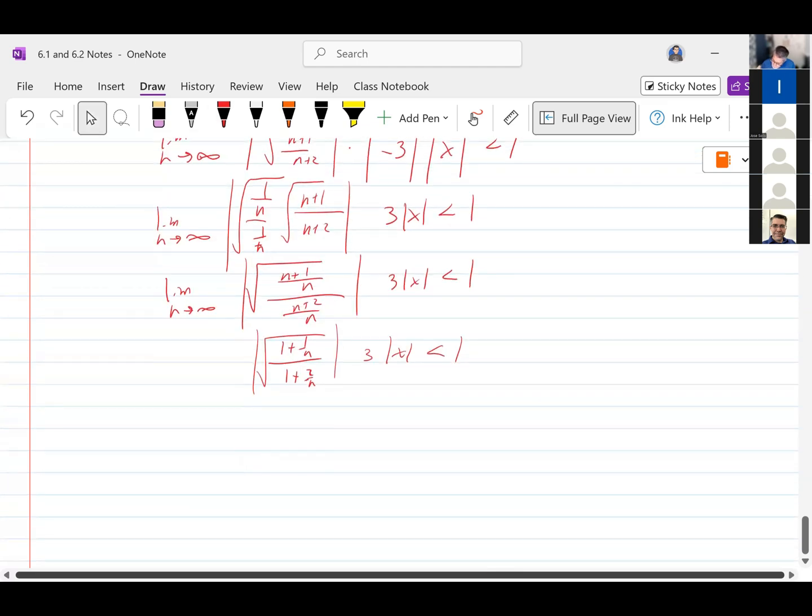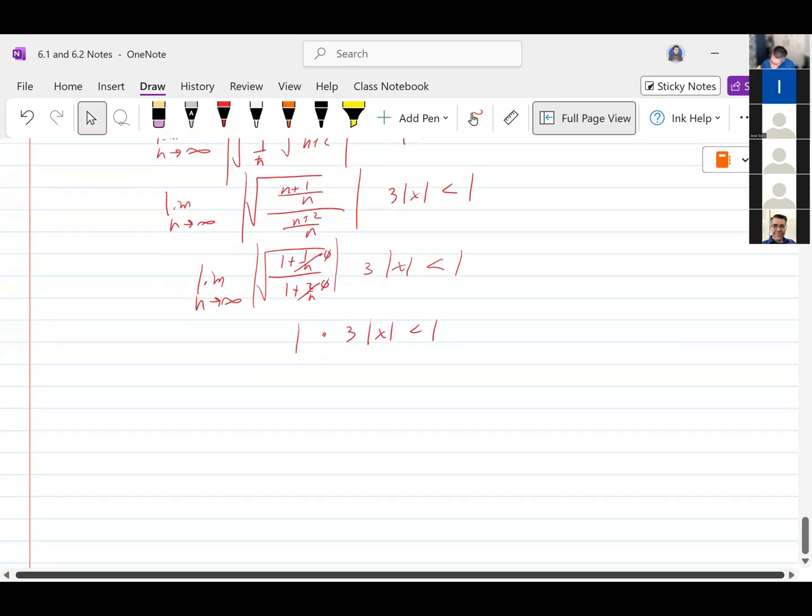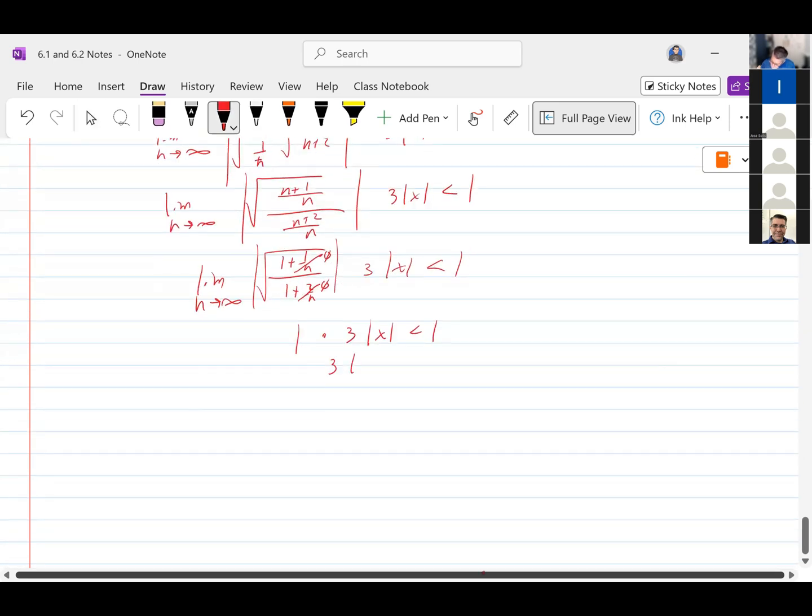Now when I take the limit of this, this goes to 0, this goes to 0. I get 1 plus 0 over 1 plus 0. That's the square root of 1. The whole thing just goes to 1. 1 times 3 times the absolute value of x is less than 1. 1 times 3 is 3. Absolute value of x is less than 1 divided by 3, and I get the absolute value of x is less than 1/3.